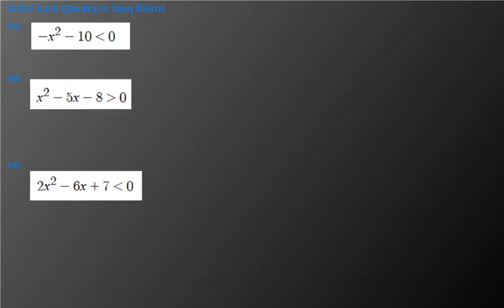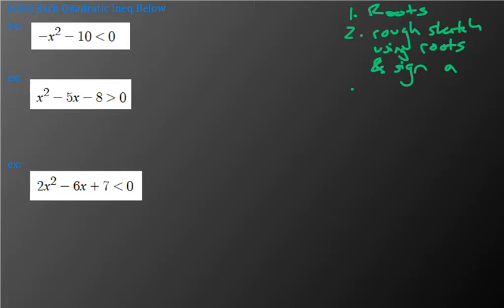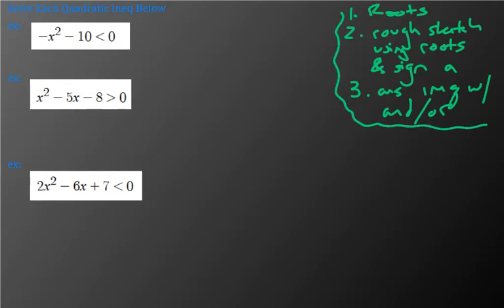The way I basically do it is you want to find the roots first, okay? And then you make a rough sketch using the roots and the sign of A. And then just looking at that picture, you answer the inequality with typically an "and" or an "or" kind of inequality, right? There are some where you can get no solution or all real numbers, but this is our typical plan of attack for these.